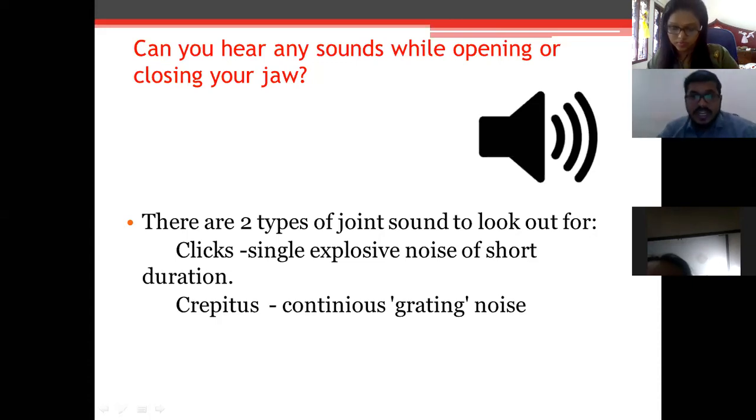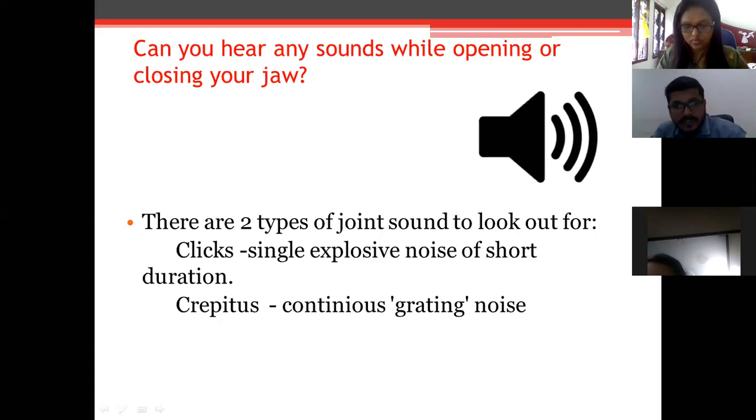So the clicking sound is mainly due to the disc. You have a disc displacement, an anterior disc displacement. Only in such conditions will you get a clicking sound. And when we palpate, we will get much more idea. That I will tell you when we discuss the palpation of the jaw.